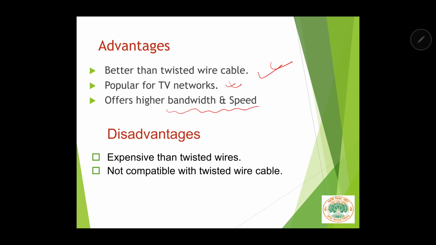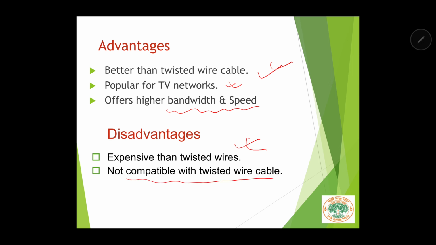High bandwidth and speed is obviously required because in case of this type of cable, the main requirement is video transmission, and for video transmission obviously the speed should be high, and as a result we use this type of cable. What are the disadvantages? The disadvantages are that it is expensive as compared to twisted pair cable, and it is not compatible with twisted pair cable.